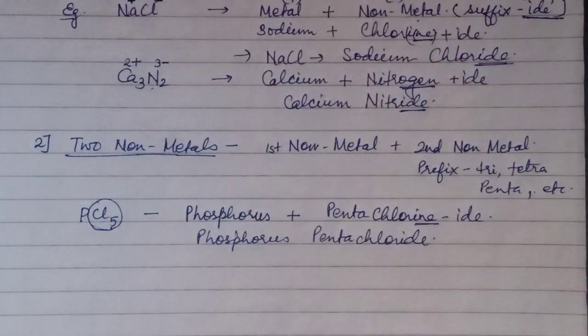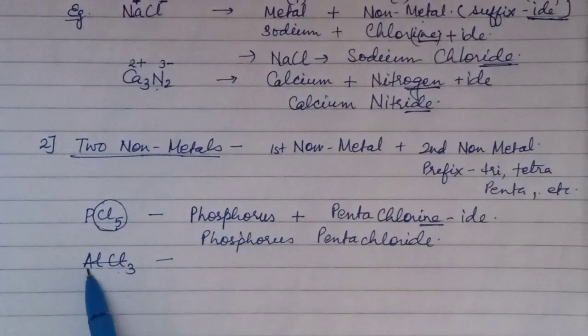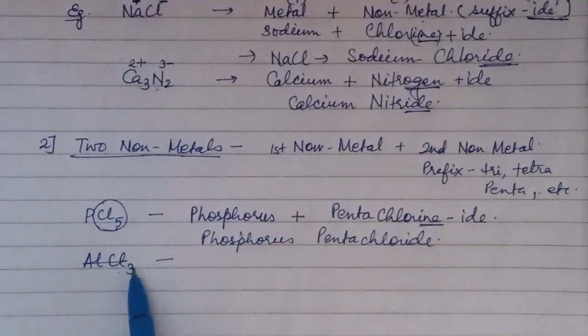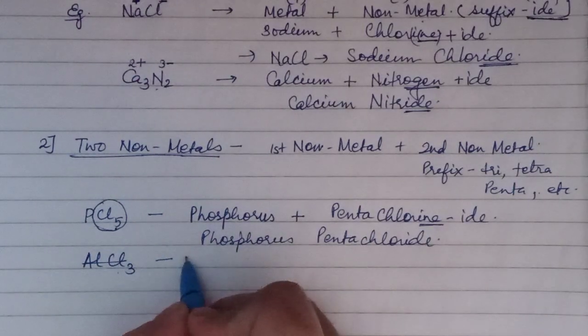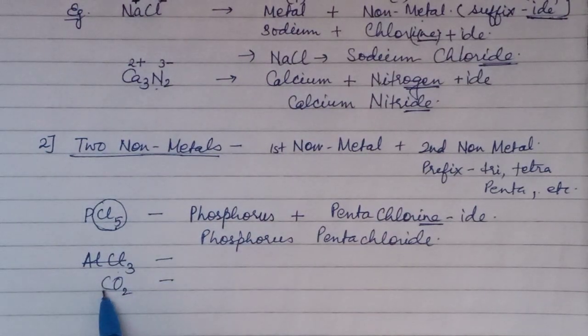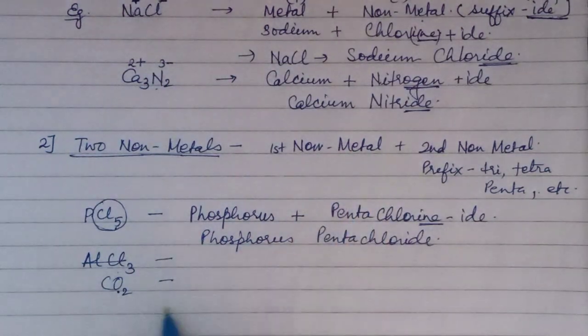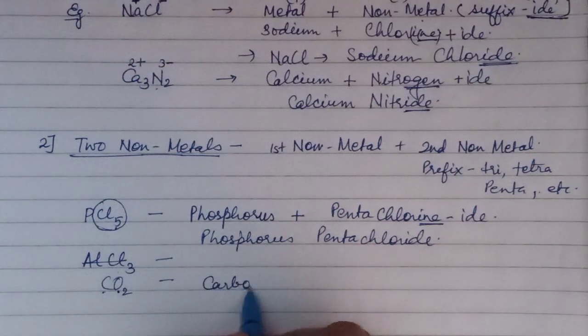One more example I am taking for you. The second example is AlCl3. Sorry, it is not this one. Children, we will discuss this AlCl3 later on in this topic only. First, we will take another example, CO2. In this CO2, you can see here carbon is a non-metal and oxygen is also a non-metal. So both are non-metals, then what is the rule? For the first non-metal, you will write the name as it is. Here it is carbon, so it will be carbon.